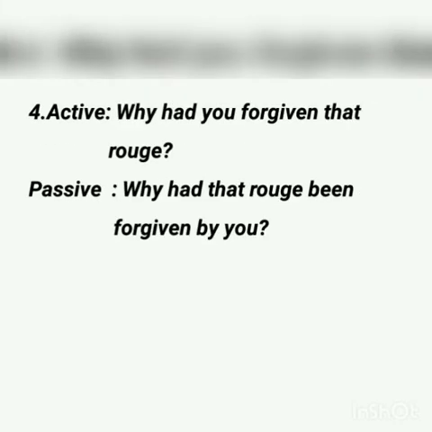Number 4, active. Why had you forgiven that rock? The question begins with an interrogative, what, why. So when we change into passive voice, we'll take down why as it is, followed by had, and take down the object that rock, then been forgiven by you. Why had that rock been forgiven by you?